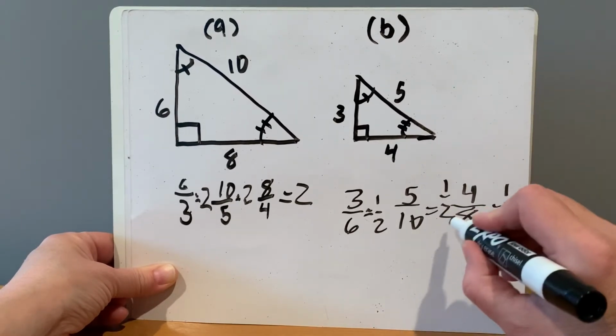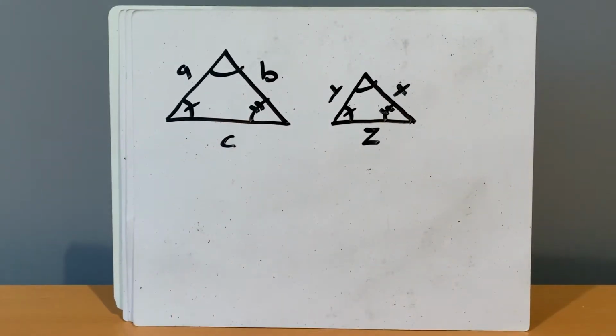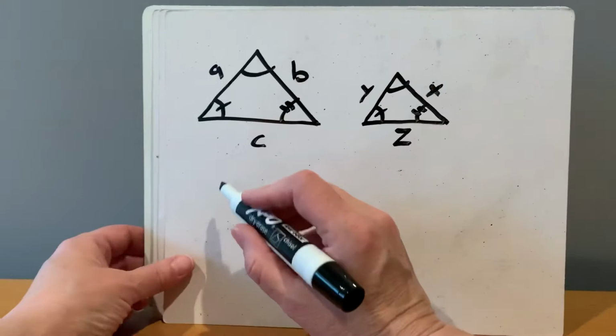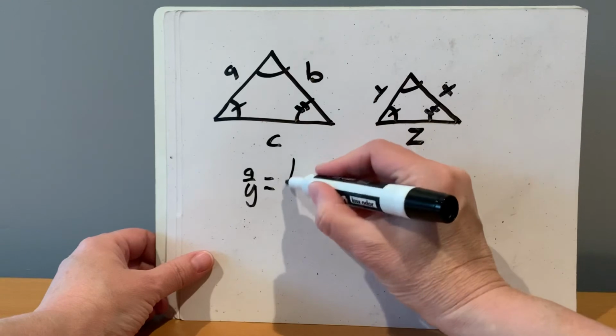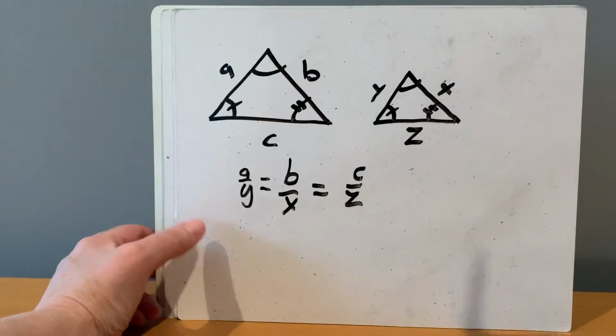Now if we write the equal ratios of the corresponding sides for these triangles, the angles are equal, so the triangles are similar. Now we can decide to write the lengths of the sides on the left on the top. So we would write AY equals BX equals CZ.